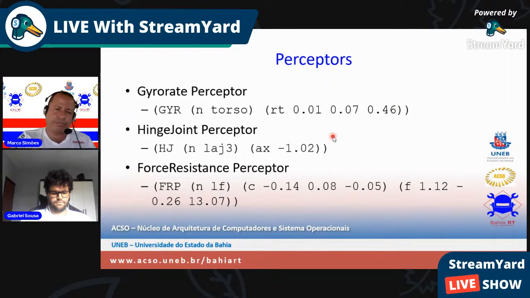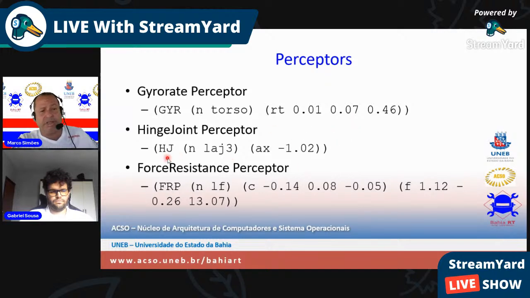Now let's take a look at the perceptors. The first perceptor here is the gyro rate perceptor. The gyro rate is a sensor that, in the NAO model that we use in the simulator 3D, is attached to the upper portion of the torso of the robot, and it tells the agent the rate on each axis, the X, Y, and Z axis. So it's useful to detect if the agent is stopped or walking or if it's falling. For example, when an agent is falling, these values will change a lot, and you can detect this fall and try to balance the agent again before it falls. So it's very important to check the equilibrium, the balance of the agent.